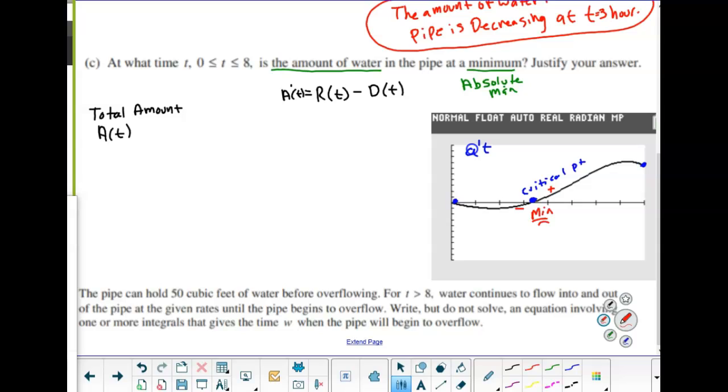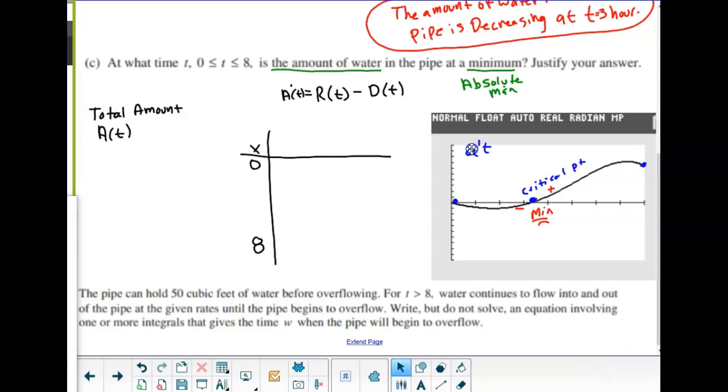There's a strong chance that that might be my answer, but if I'm checking absolute min, I need to test all points. I have to test the endpoints, which are 0 and 8, and then I have to test this point, which we have to find. So that's where you do your zero now in your calculator.